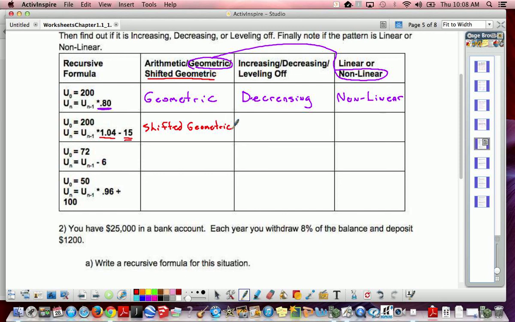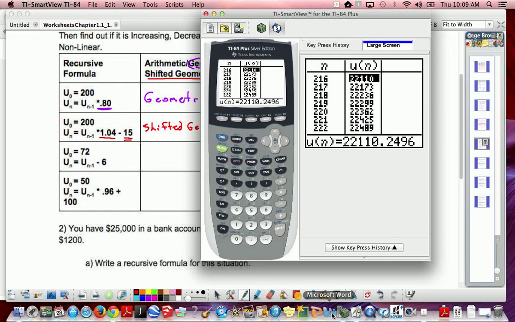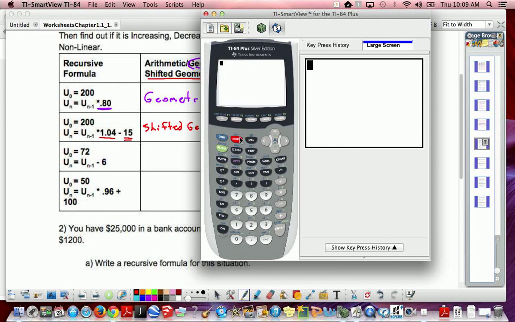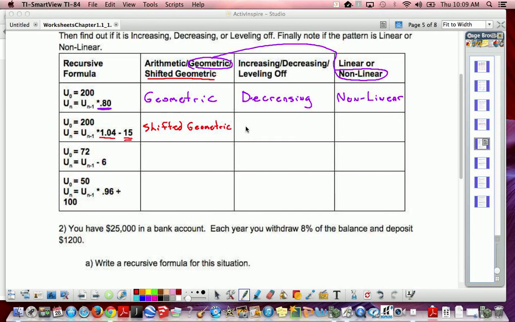Okay. Now, the next part is, is this increasing or is it decreasing? Sometimes that's challenging to figure out. So sometimes what I will do is take a look at what happens to that next term. So what I might do is use my calculator here. I'm just going to exit out of this screen here and type in 200 and say, all right, what happens if I multiply this by 1.04 and subtract 15? Did it go up or did it go down? This one actually goes down. So this one is decreasing.